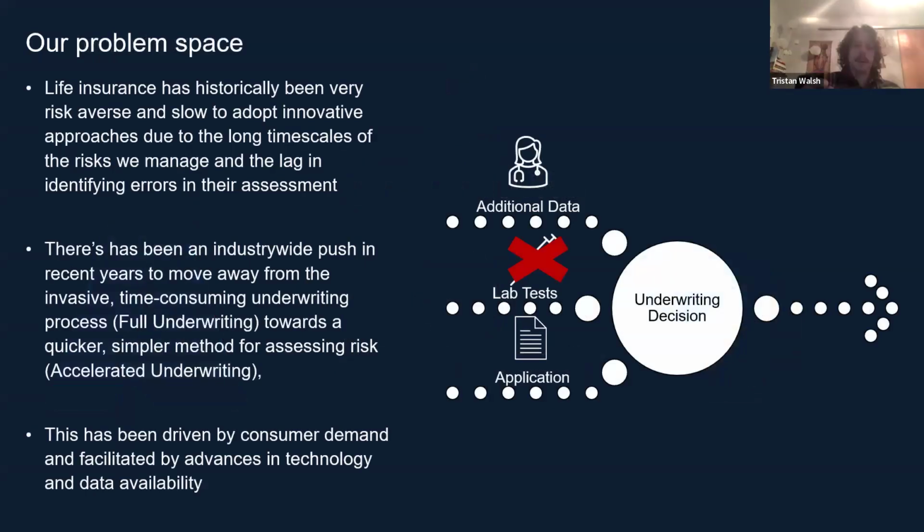So here is really our problem space. I've touched on it already in a few places, but life insurance, for many of the reasons I've mentioned, has always been very risk averse and slow to adopt new technologies, right? And a lot of that is due to the fact that if you make a bad decision, essentially you misprice something, you assess risk incorrectly, you have to live with that decision for a long period of time.